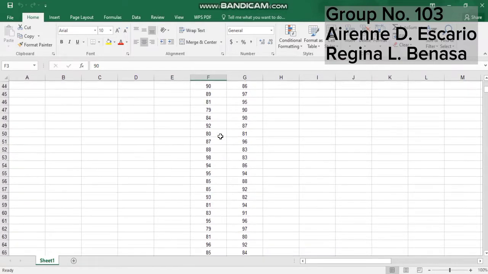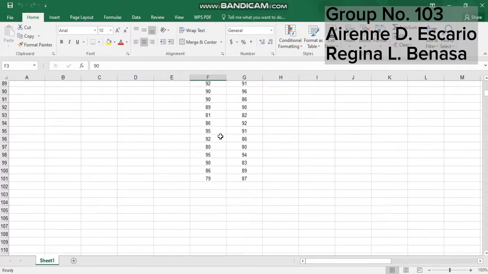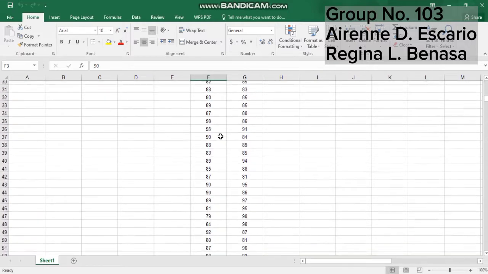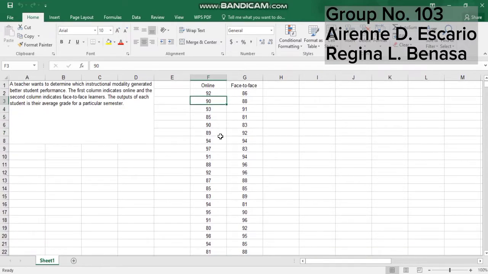We have 100 students under the online mode of learning. Student number 101 got an average score of 86 under face-to-face mode of learning, and so on. We have a total of 200 students, 100 under the online and another 100 under the face-to-face mode of learning.